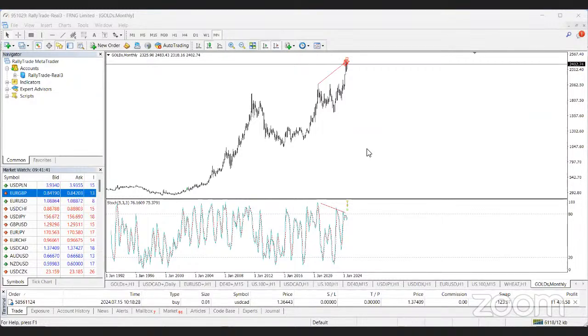Boss, please, what is the best MA to be used as a day trader? 21. If you want to use only one moving average, use 21. It's the best. Okay. I think I've answered that one.